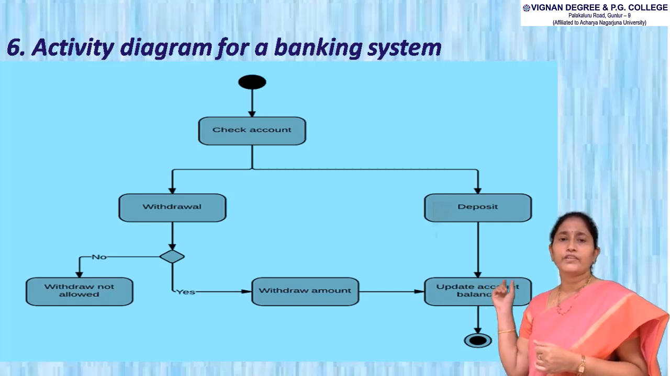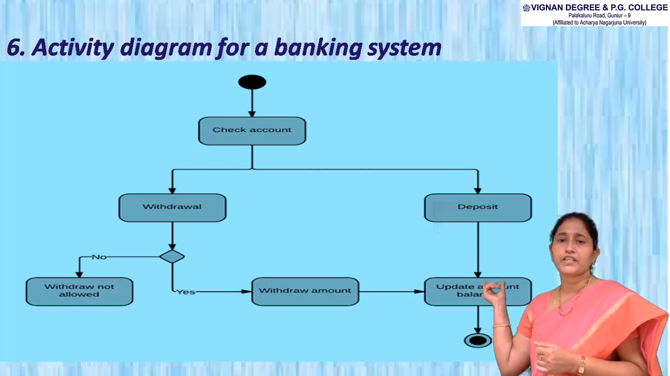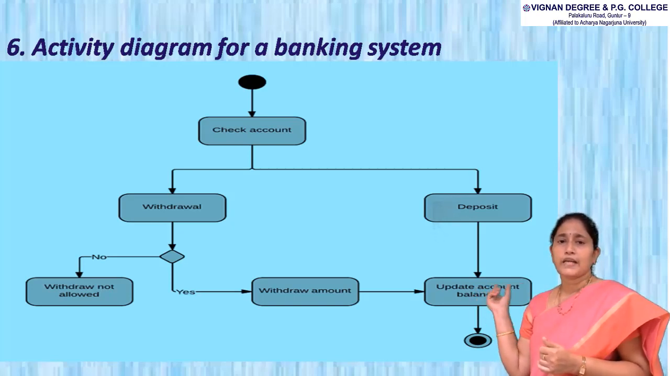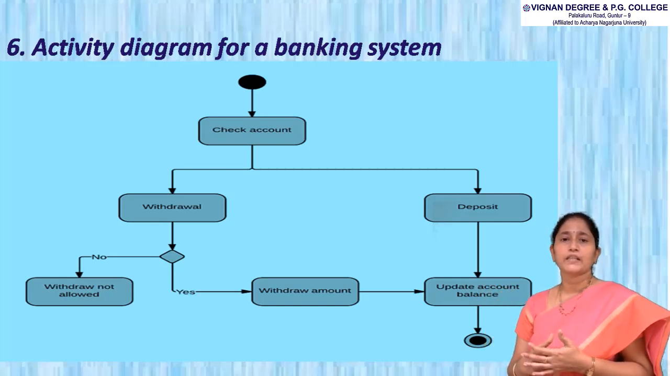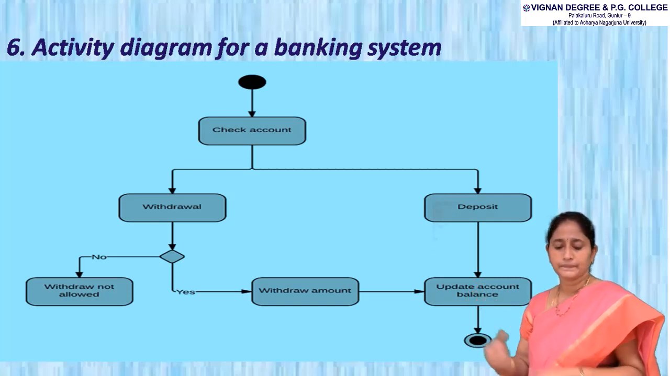So coming to withdraw, if the condition is given in this symbol, withdraw is not allowed because the withdraw amount is not sufficient in this account. Deposit means update account balance. For withdraw, if the amount is available in the bank, then we can withdraw money. Otherwise, it shows the amount is not sufficient in your account. And finally, it updates the account, and this is the end symbol.